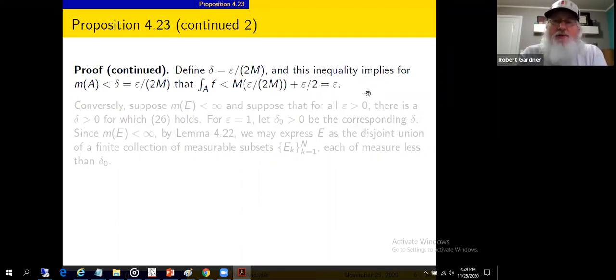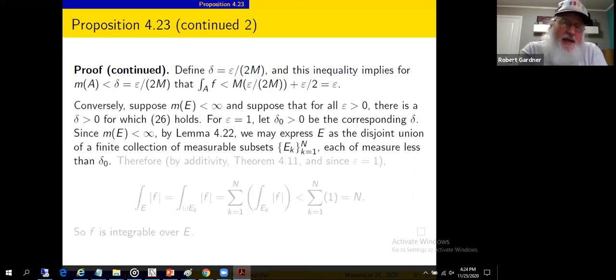Now, for the converse, we want to show that if all that epsilon delta stuff happens, then function f is integrable, with the added assumption that E has finite measure. So suppose E has finite measure. Suppose that the epsilon delta condition holds as given in equation 26, using the book's notation. We can choose epsilon to be anything. Let's anchor it at 1. Let epsilon be 1. Let delta sub 0 be a corresponding delta that's guaranteed to exist under the assumption that implication 26 holds.